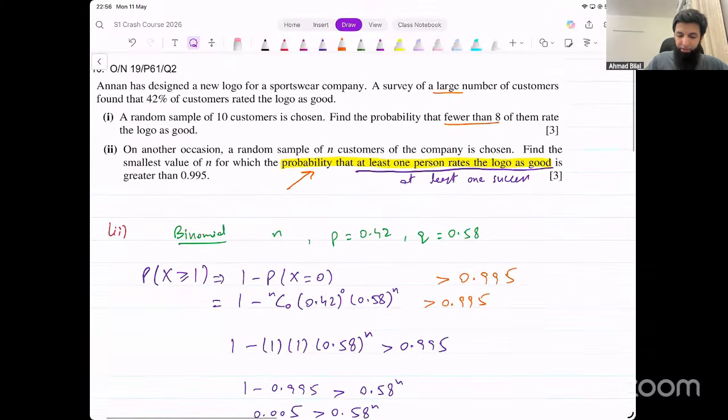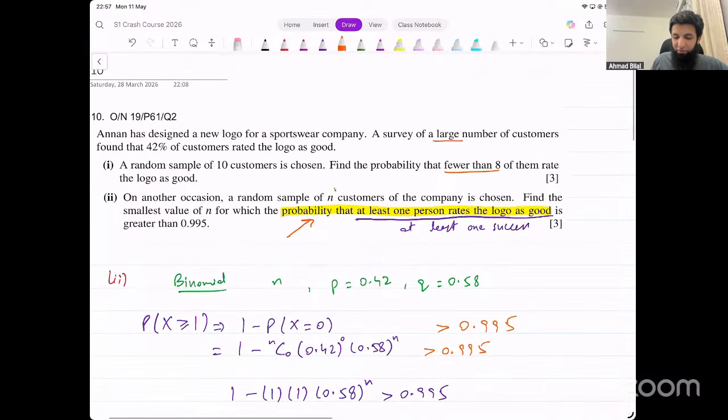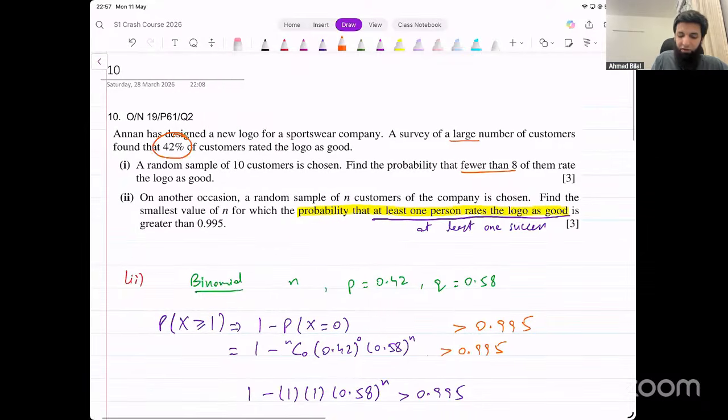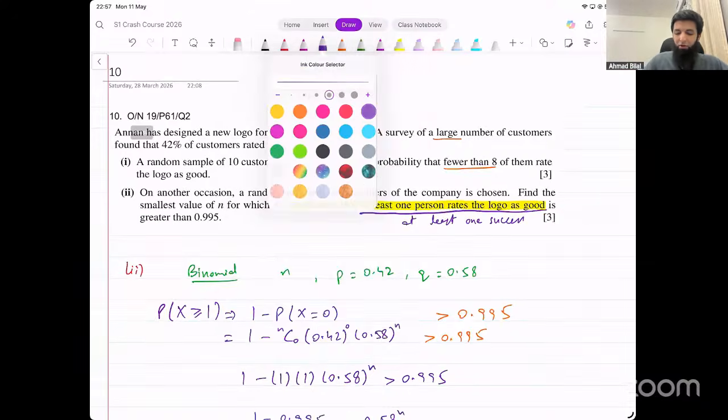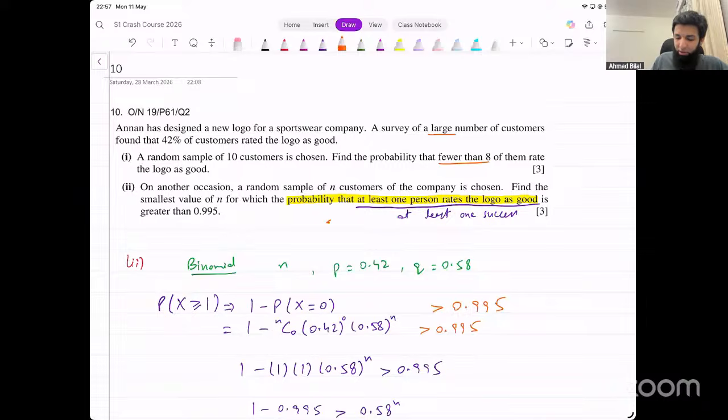42% rated the logo as good, so we can say it's a binomial distribution because we've got a total number of times we're repeating something, that is n. The probability of success and failure are constant, right? If we call rating the logo as good a success, we have two possible outcomes, good or bad. We can call one of them success, the other failure. The probability they're talking about is that at least one person rates the logo as good, so that means the probability of having at least one success. So we could say it's a binomial distribution with these probabilities of success and failure. The probability that x is greater than or equal to 1, that's the probability they're talking about. How do you find this probability?